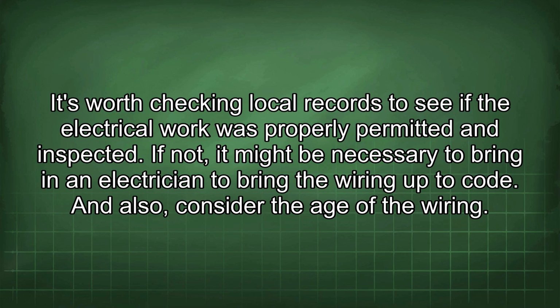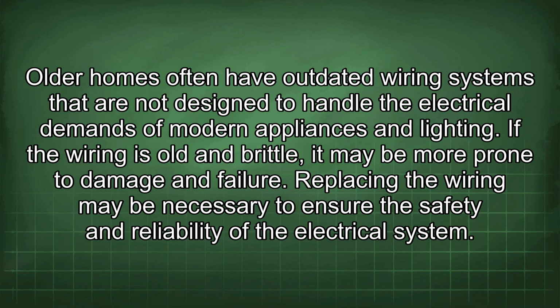And also, consider the age of the wiring. Older homes often have outdated wiring systems that are not designed to handle the electrical demands of modern appliances and lighting. If the wiring is old and brittle, it may be more prone to damage and failure. Replacing the wiring may be necessary to ensure the safety and reliability of the electrical system.